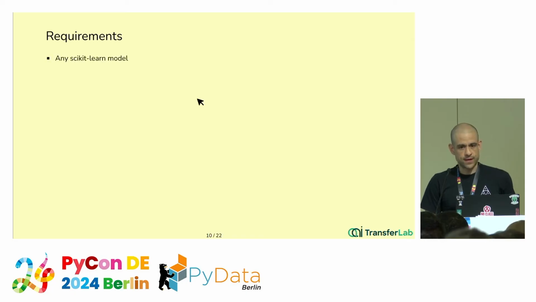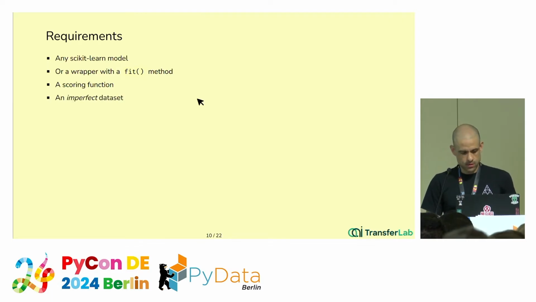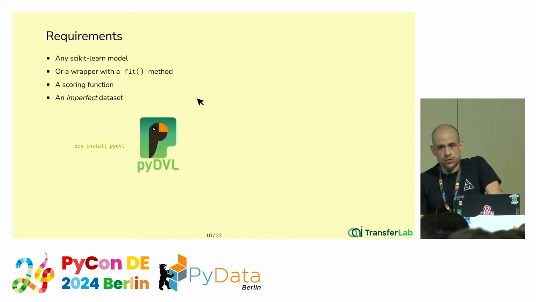Well, first, any scikit-learn model, or anything that you wrap with a fit. There's not much else. Some scoring function, which again, scikit-learn gives you for free, or if you define one, it's the same. An imperfect data set, if it's perfect, what do you want this for, right? And you want to install pyDVL. We may want a better logo, I don't know, maybe.